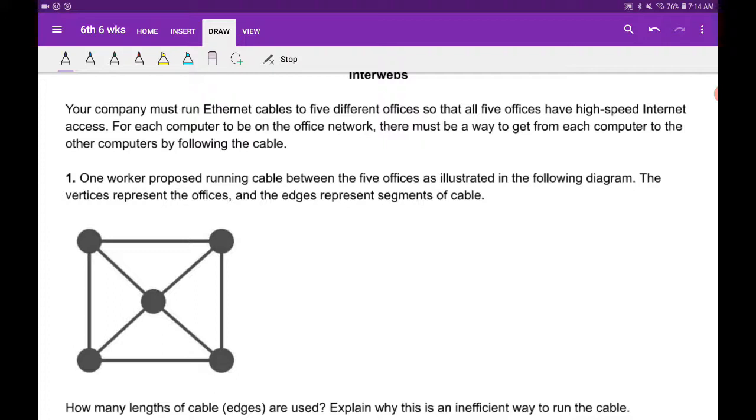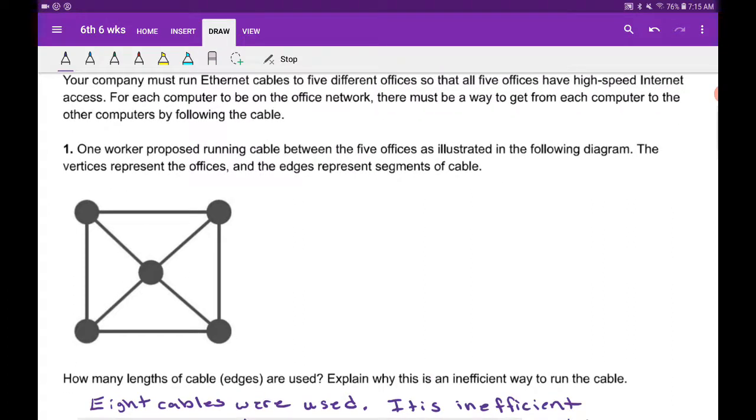All right. So on this problem, they had a worker. They had some offices, right? They need to connect cables to it for internet and networking purposes. One worker proposed running the cable between five offices, and they illustrated in the diagram below. So every one of these vertices is an office, and the edge there is a cable connecting that office.